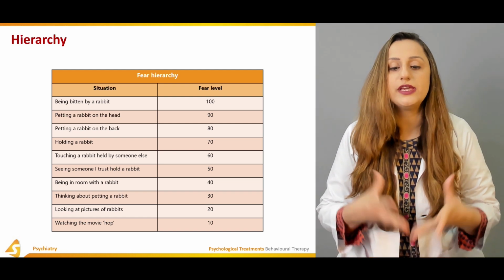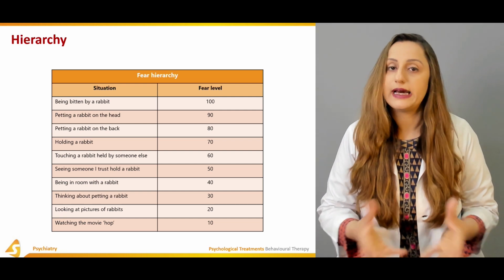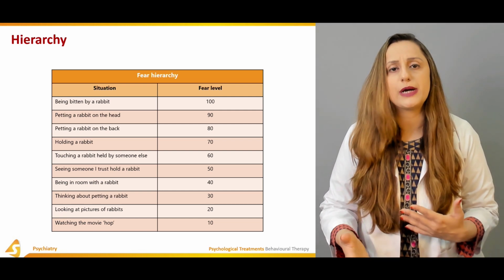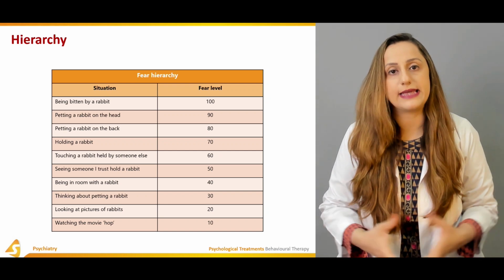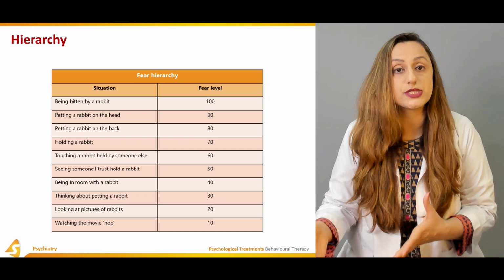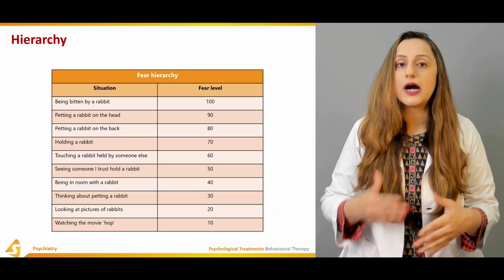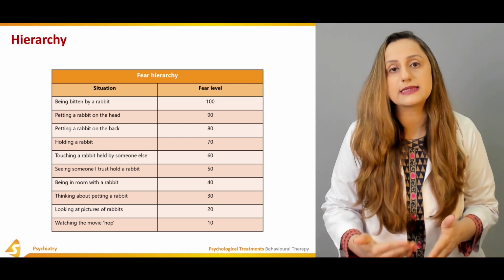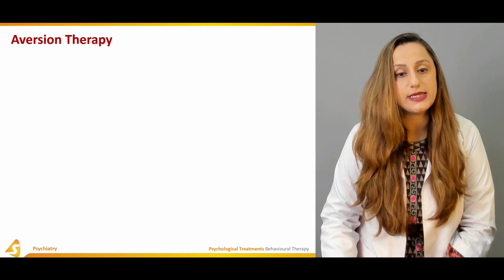And watching the movie Hop is another quite interesting option, a movie about rabbits that gives you information about them, or gives a more friendly view of this animal, which a certain person may have developed phobias to. So this is basically how you gradually desensitize the patient towards certain phobias that he or she is suffering from.